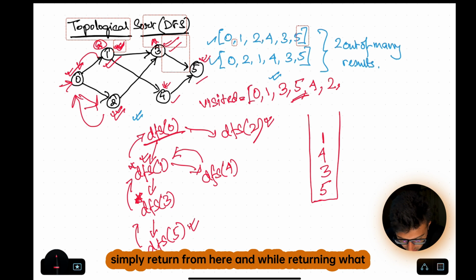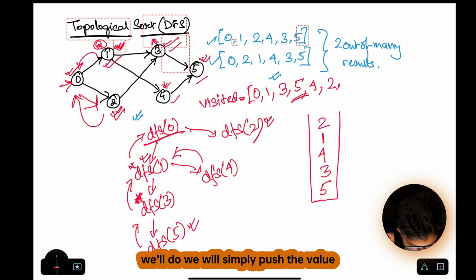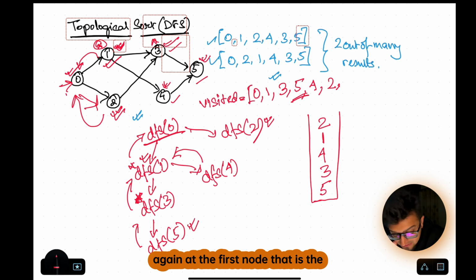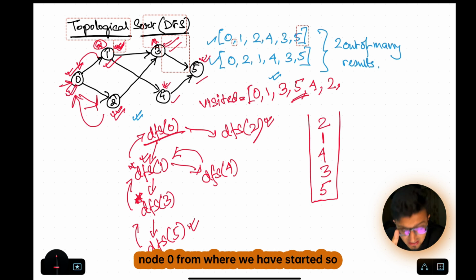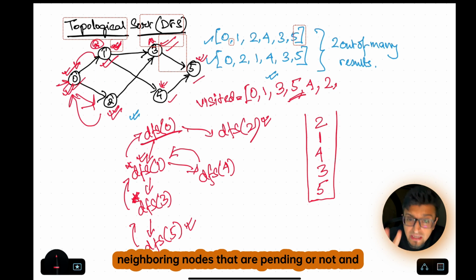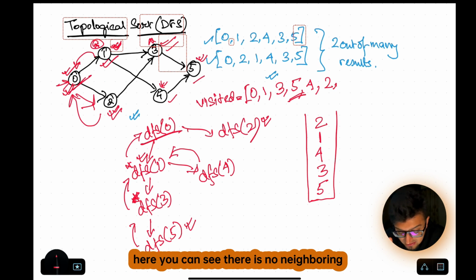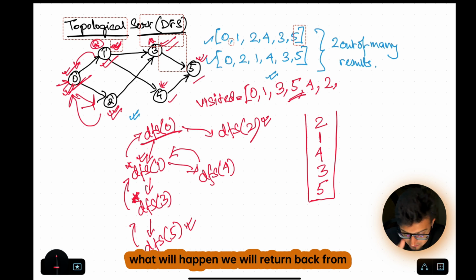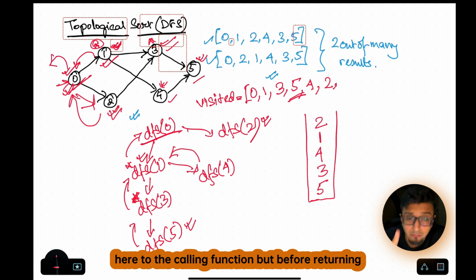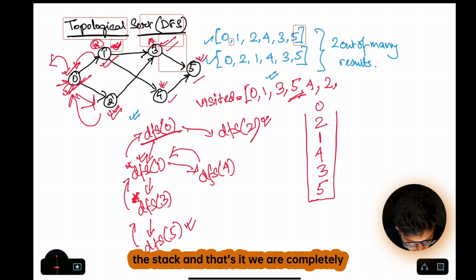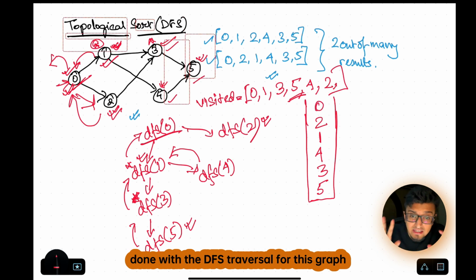And while returning, we will simply push the value in the stack. And that's it. We are again at the first node, that is node 0, from where we started. From here we'll check whether there are any neighboring nodes that are pending or not. And here you can see there are no neighboring nodes pending to traverse. So what will happen? We will return back from here to the calling function, but before returning back, we will push the value in the stack. And that's it. We are completely done with the DFS traversal for this graph.